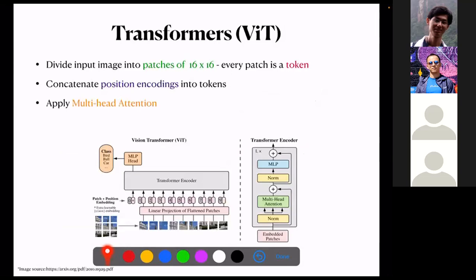What they did is divide the image into smaller patches of 16 by 16 pixels, and then treat every patch as a token of the sequence. Now we have a sequence of tokens, and we can apply the attention mechanism with these tokens. Of course, they also add position embeddings, position information, because the transformer encoder is permutation invariant.